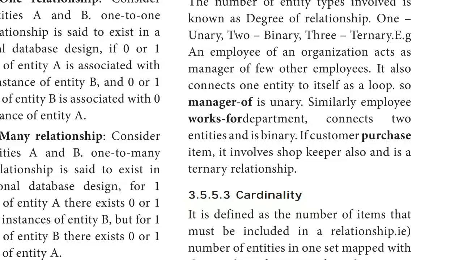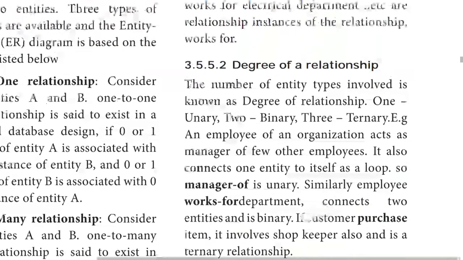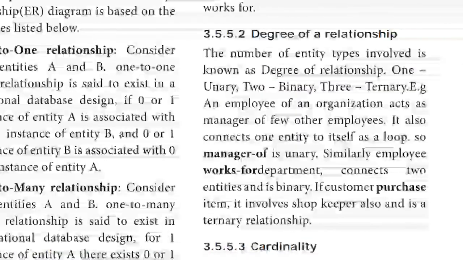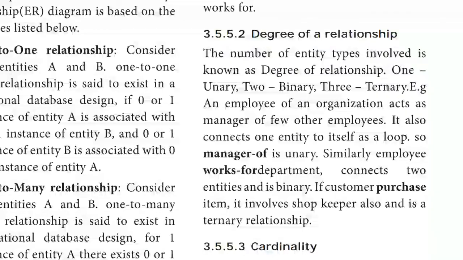So one entity in the degree of relationship is unary. Two entities is known as binary. Everything is given here. Ternary means three entities will be connected.